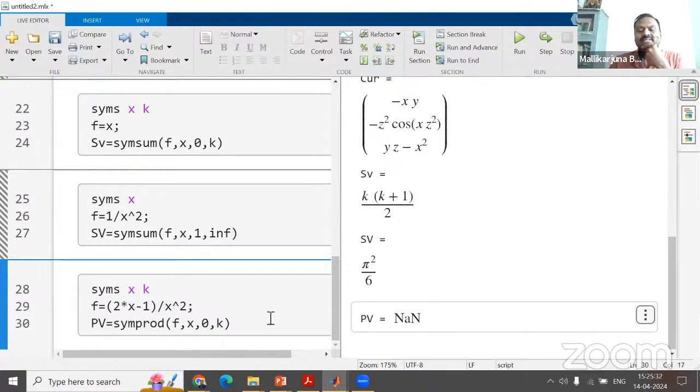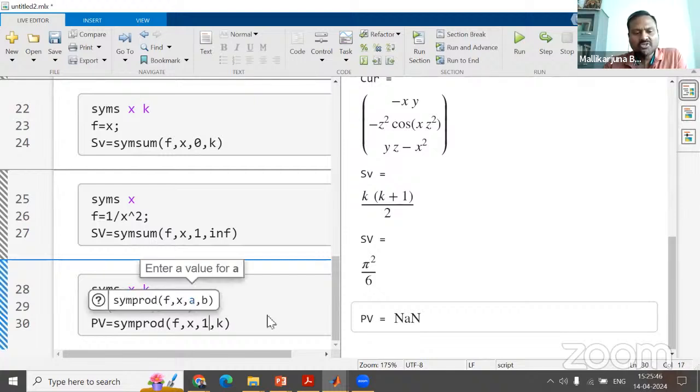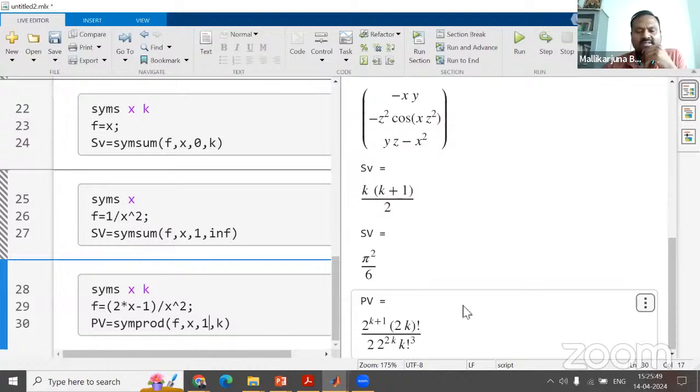Okay, so why is it giving NaN? That means not a number. If you start with 0, it gives an undefined value. That is why it is giving not a number. Then you start the series with 1. Then this is the answer: 2 power k plus 1 into 2k factorial by 2 into 2 power 2k, k factorial cubed. So this is the finite sum of the series, finite product of the series, infinite sum of the series and infinite product of the series. How you can find using MATLAB.